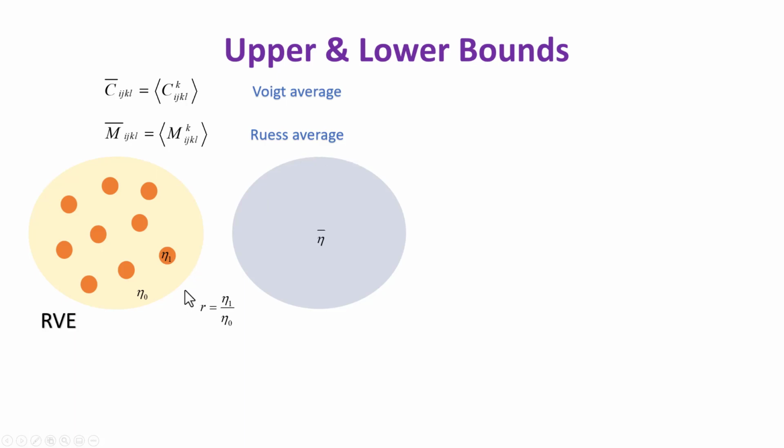Think of a simple situation, a two-phase material, starting with a uniform matrix with a viscosity eta 0. Now let's imagine what happens if we add a second phase. The second phase has a distinct viscosity eta 1, and suppose the viscosity ratio is constant R. We look at the effective viscosity of this material as we increase the content of the second phase.